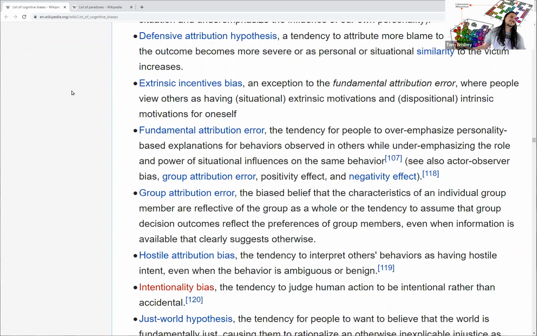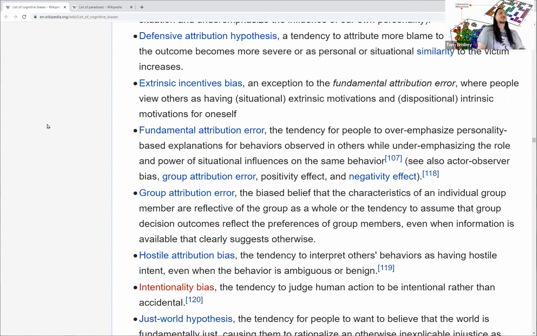The extrinsic incentives bias, an expectation to the fundamental attribution error where people view others as having more motivations. Fuck you guys. Okay, this bias is the one where you assume somebody else is bad because they don't want what you want and they have an ulterior motive. All right, fuck you guys. That was way too hard. Somebody else doesn't want to play the game the way you do, and you're not going to play until you're sure they feel the same way. That's that bias. Moving on.